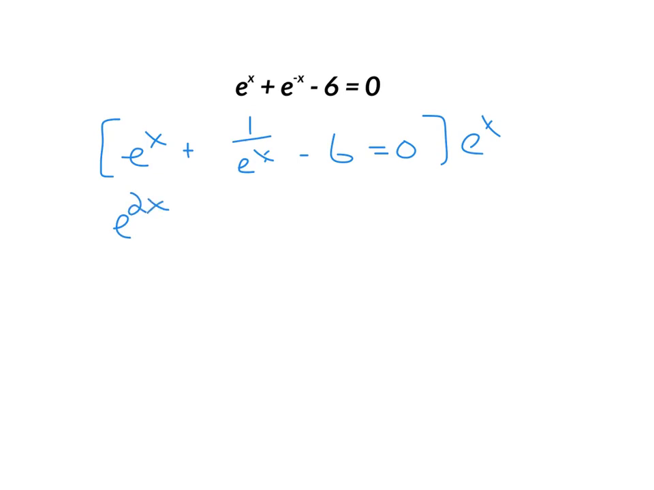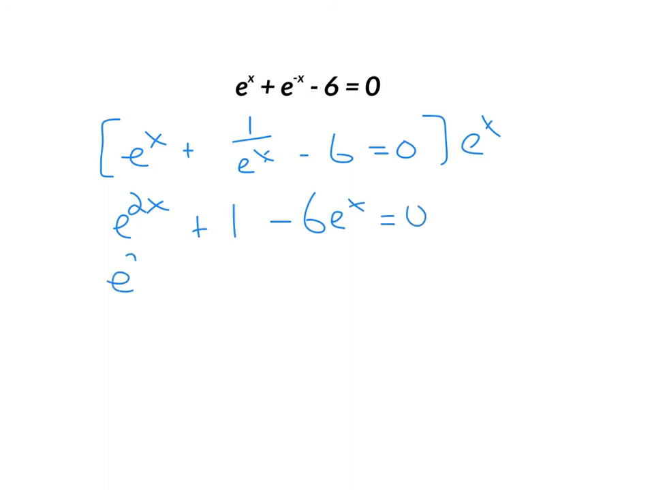My last one here, e to the x plus e to the negative x minus 6 is 0. Now here's what we know. E to the negative x flips the e like this. So what I'm going to do is, I don't like fractions when I start to work, so I'm going to multiply the whole equation by e to the x and get rid of that fraction. So what happens first, my first term becomes e to the 2x, because when you multiply e to the x times e to the x, you add exponents. My second term just becomes a 1, the e to the x's cancel, and I get negative 6 e to the x equals 0.